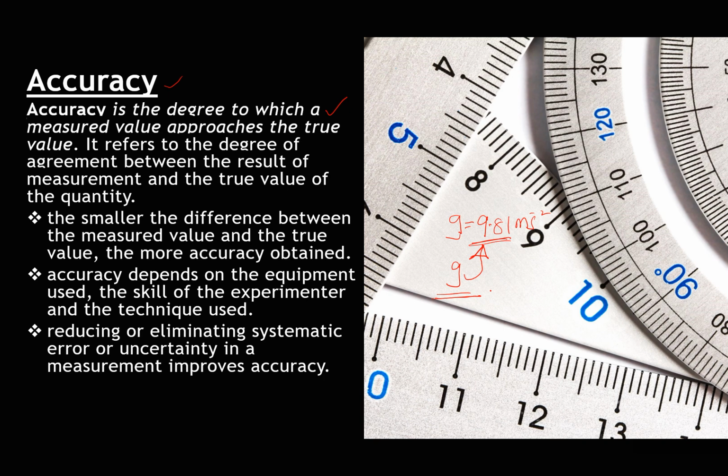So what affects accuracy? Accuracy will depend on, one, the equipment that is being used for a measurement, and also on the skill of the experimenter. For instance, you may use an equipment which, before taking any measurement, is already giving a value. What does that mean? It means that the values will always deviate from the expected value by a certain amount.